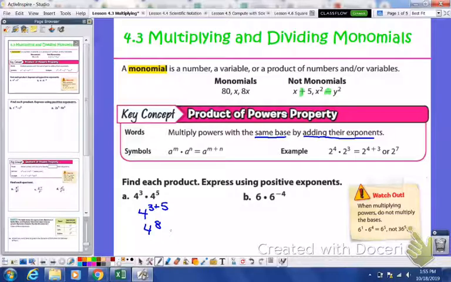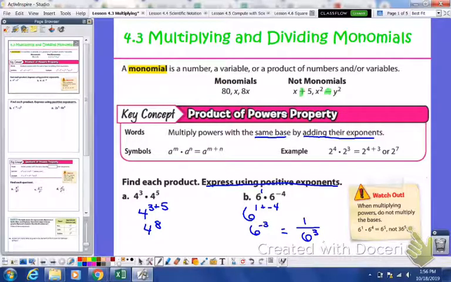Part B, we have 6 times 6 to the negative 4. Now keep in mind here, if it's just a 6, it's really 6 to the power of 1. So 6 to the 1 plus negative 4, which would give us 6 to the negative 3rd, but we want to express using positive exponents. So going back to last section, that would give us 1 over 6 to the positive 3.